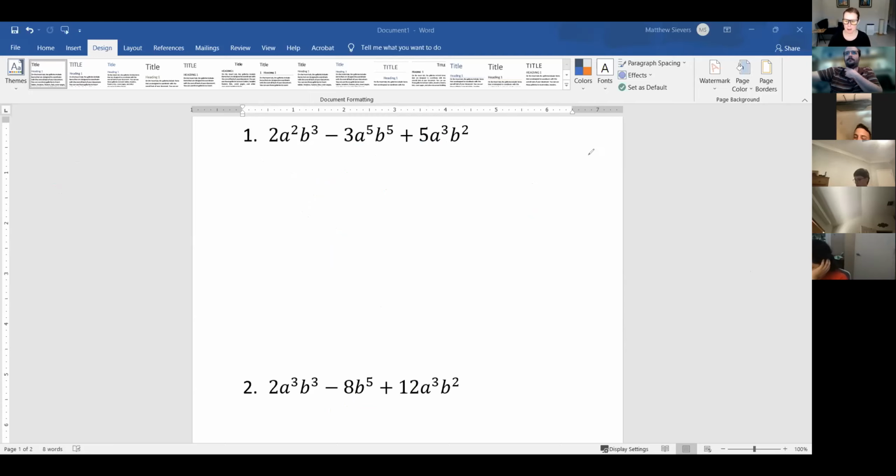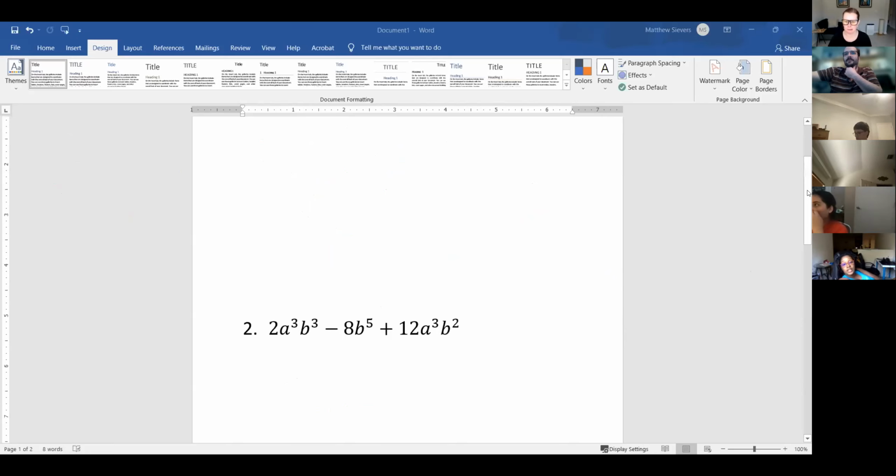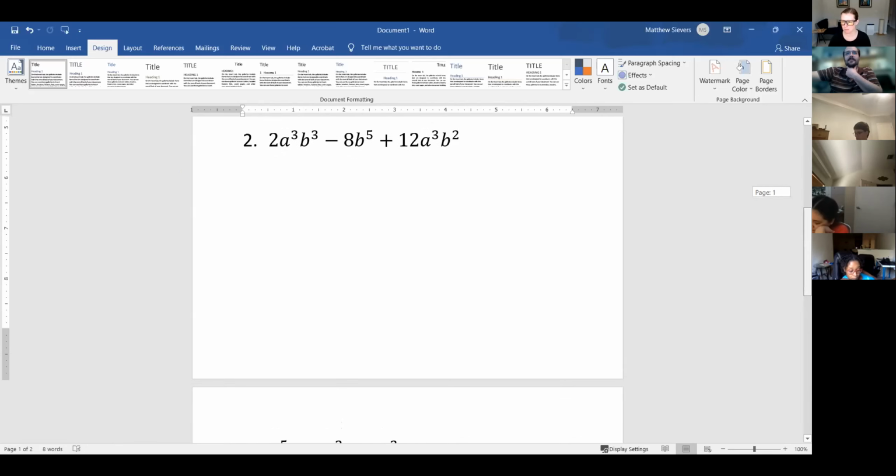We need to attach this one to the homework, right? No, this is just extra practice here. Okay, perfect. Just making sure we get it. And then the next one is what, number 2? 2a cubed b cubed minus 8b5 plus 12a3 b2.